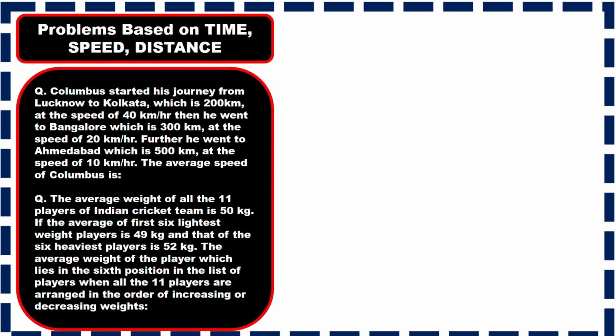Problems based on time, speed and distance. We know the general formula of the relation between time, speed and distance: average speed is equal to total distance by total time. Consider the first example. Columbus started his journey from Lucknow to Kolkata, which is 200 kilometers, at a speed of 40 kilometers per hour. Then he went to Bangalore, which is 300 kilometers, at a speed of 20 kilometers per hour. Further, he went to Ahmedabad, which is 500 kilometers, at a speed of 10 kilometers per hour. The average speed of Columbus is?